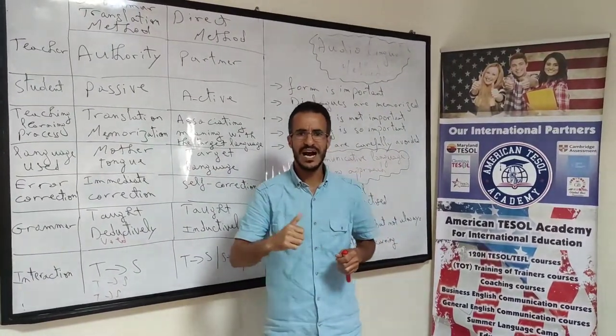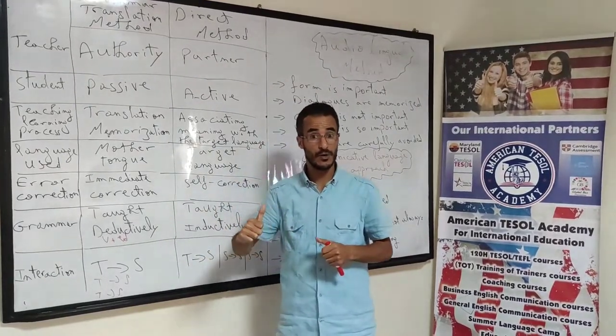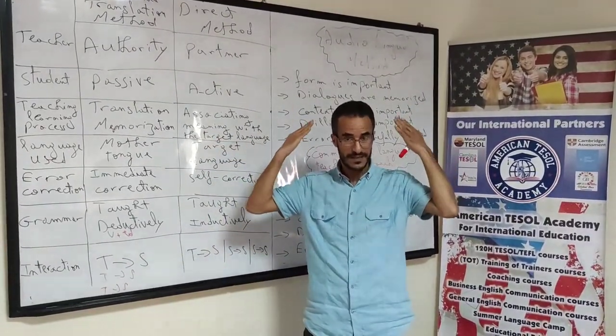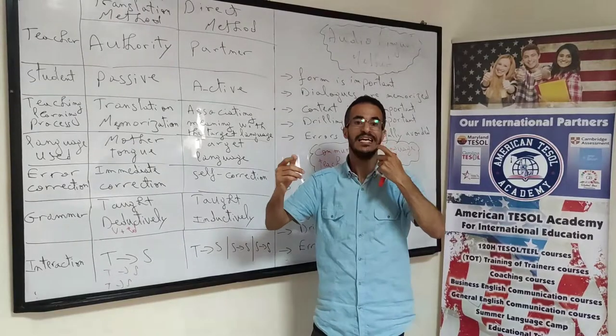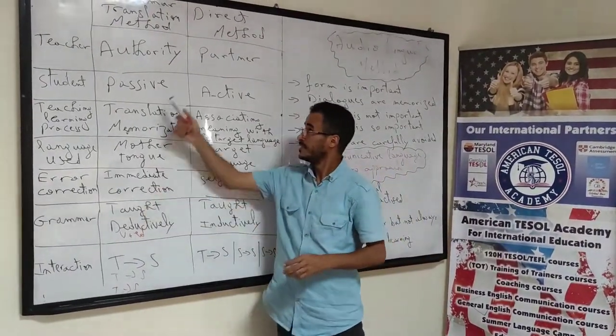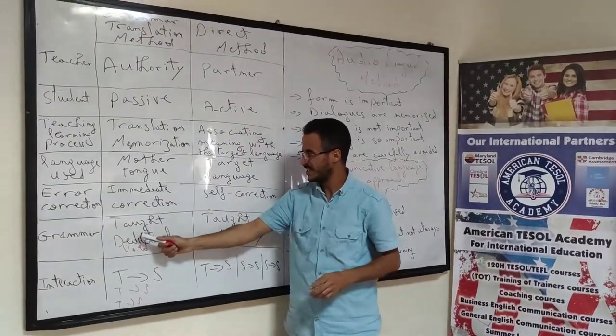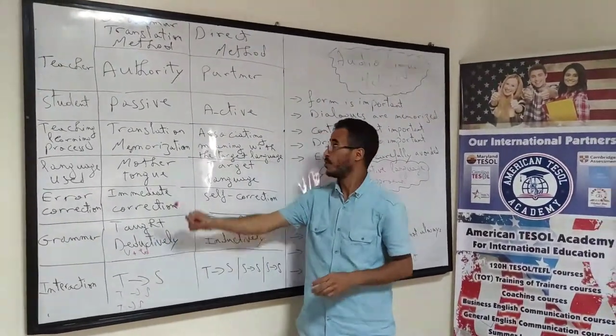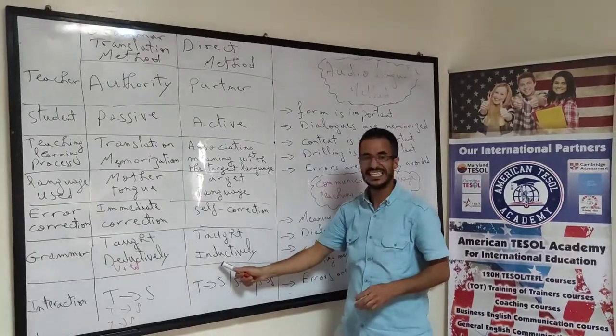Teacher, yesterday I go to school. Oh, remember, go. Remember this one, the past. Oh, yes, teacher, it is the past. So it is self-correction. For grammar, the grammar translation uses the deductive approach. For the direct method, it is the inductive.